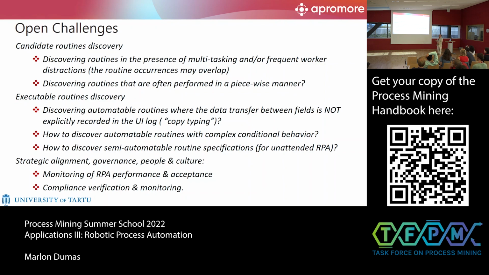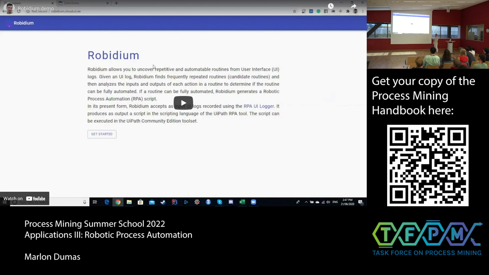How to discover executable routines where it's not just about copy-pasting, but someone sees something here and types it there. We call that copy typing. You see something here and you type it there. The problem is that I don't see in the UI log that you clicked on this cell. You saw it, but you didn't click on it. So I don't have it in the UI log, and unless I have eye tracking to see where you looked, I don't know where you saw it. So it becomes a little bit more complex because I don't see in the UI log where you got it from, and that makes the problem more difficult to tackle.